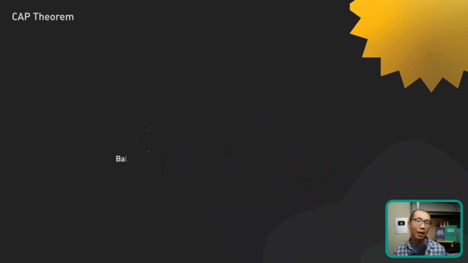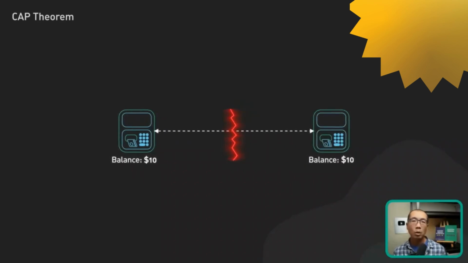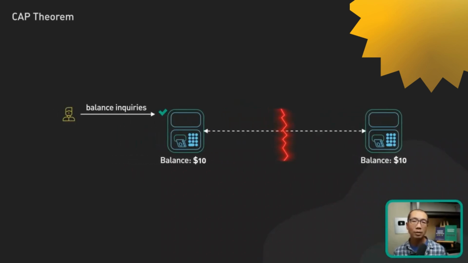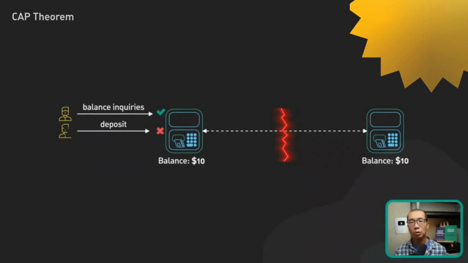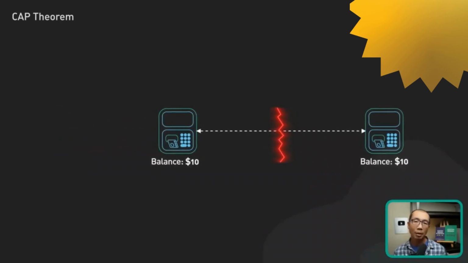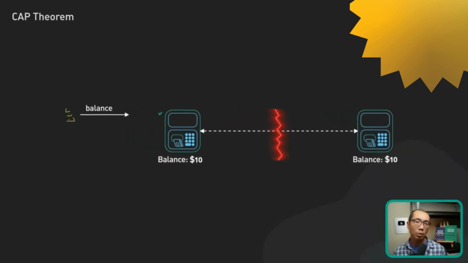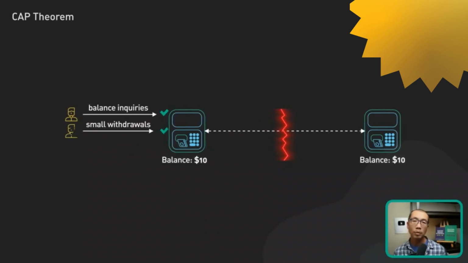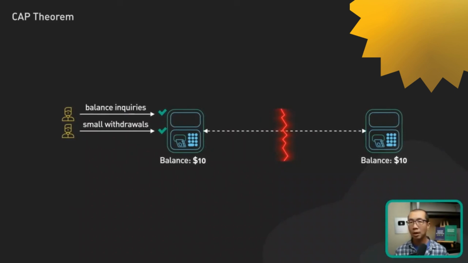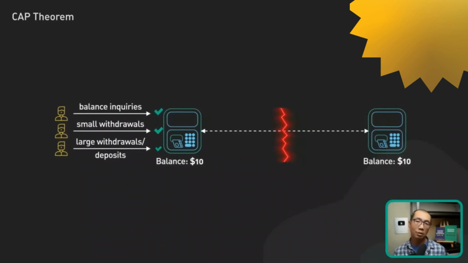Now back to the bank example. During a network partition, the ATM could allow only balance inquiries to be processed, while deposits and withdrawals are blocked. Alternatively, the bank could implement a hybrid approach. For example, the ATM could allow balance inquiries and small withdrawals to be processed during a partition, but block large withdrawals or deposits until the partition is resolved.